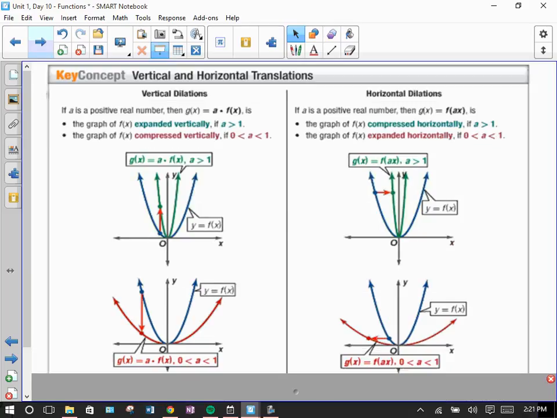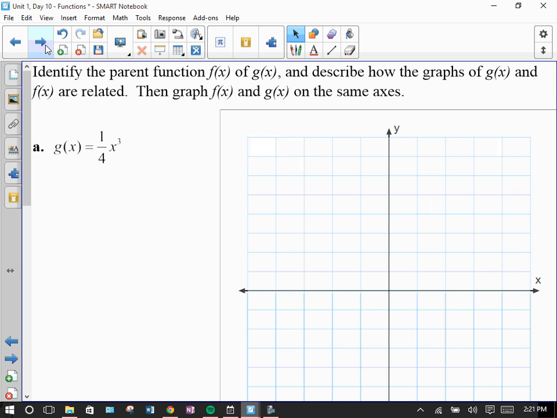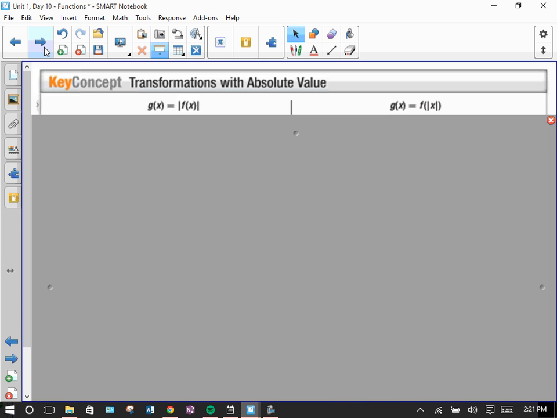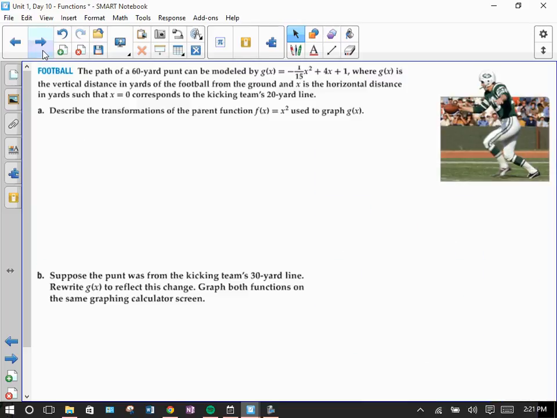Just go to whatever page the homework's on, start flipping backwards. You'll know vertical and horizontal translation that we just talked about today, so you'll get that in that little packet. Keep the packet to refer back to on your homework.